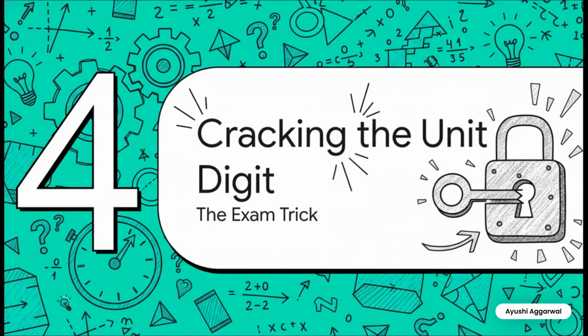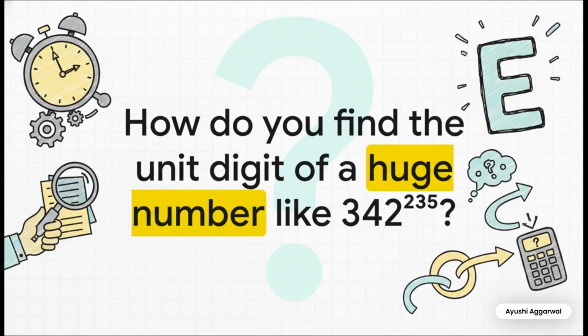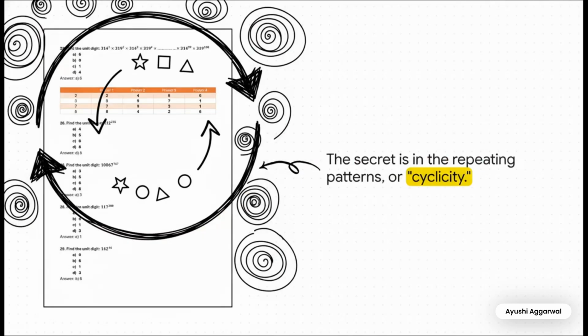All right, let's move away from theory and learn a practical exam trick. This section will help you save a lot of time in your exams. We're going to crack the code of the unit digit. Just imagine this question pops up in your exam. You have to multiply 342 by itself 235 times and then find the last digit. Doing this manually is, well, it's impossible. So what's the shortcut? The secret is cyclicity.